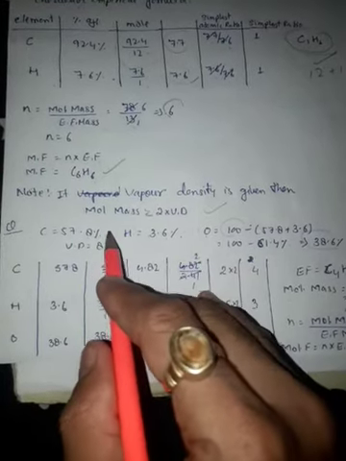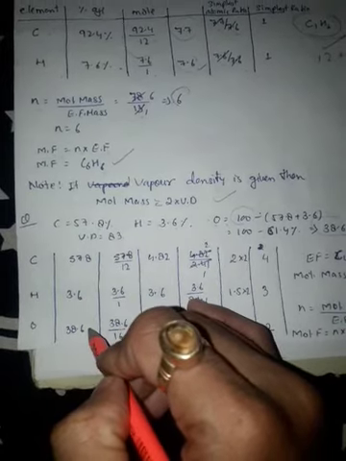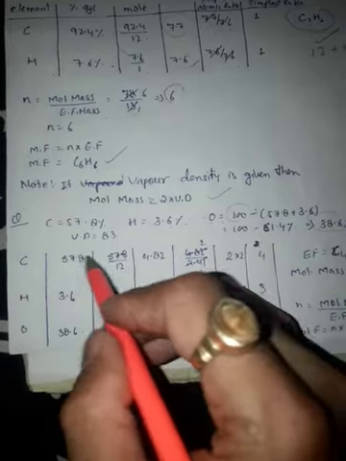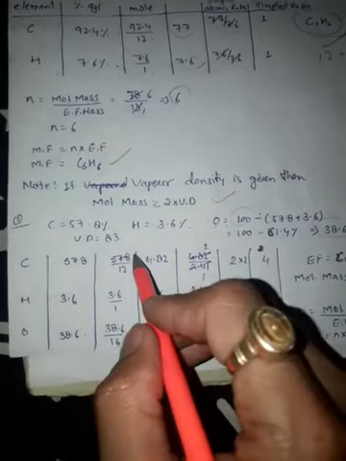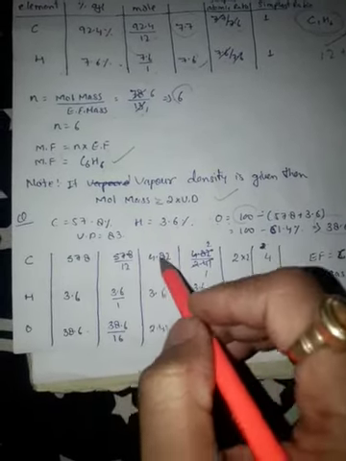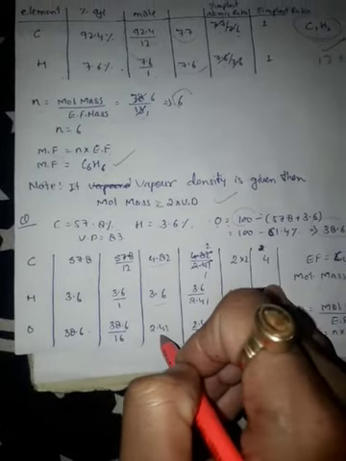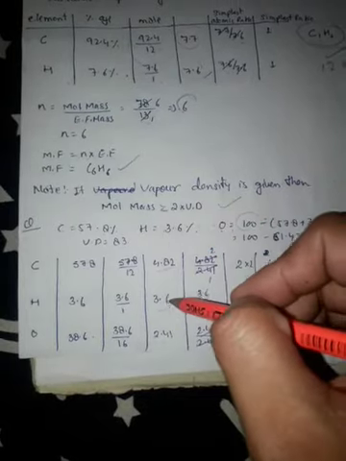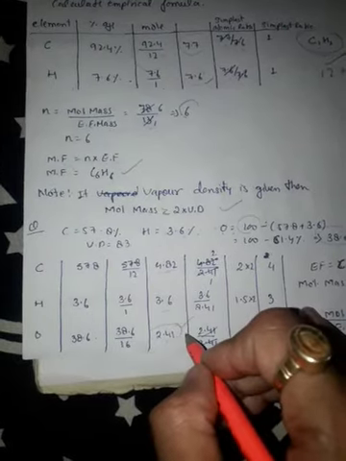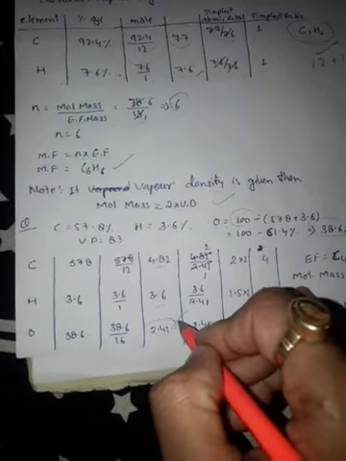So we have the percentage of carbon, hydrogen and oxygen. We have taken the percentage composition. Now, to get the simplest ratio, divide by the atomic mass: 57.8 divided by 12, 3.6 divided by 1, 38.6 divided by 16. So you get 4.82, 3.6 and 2.41. Now the smallest value among all of these is 2.41. So we will divide all these by the smallest value, that is 2.41.